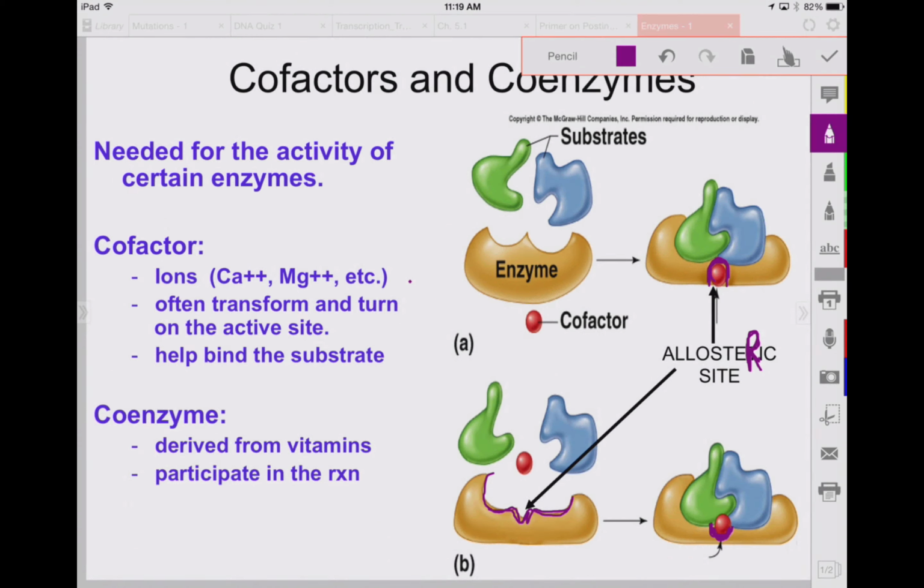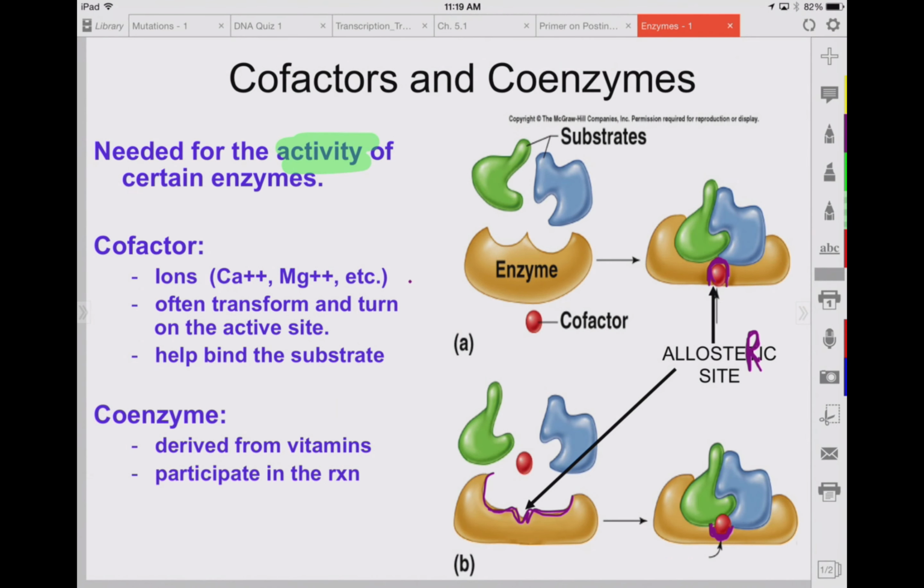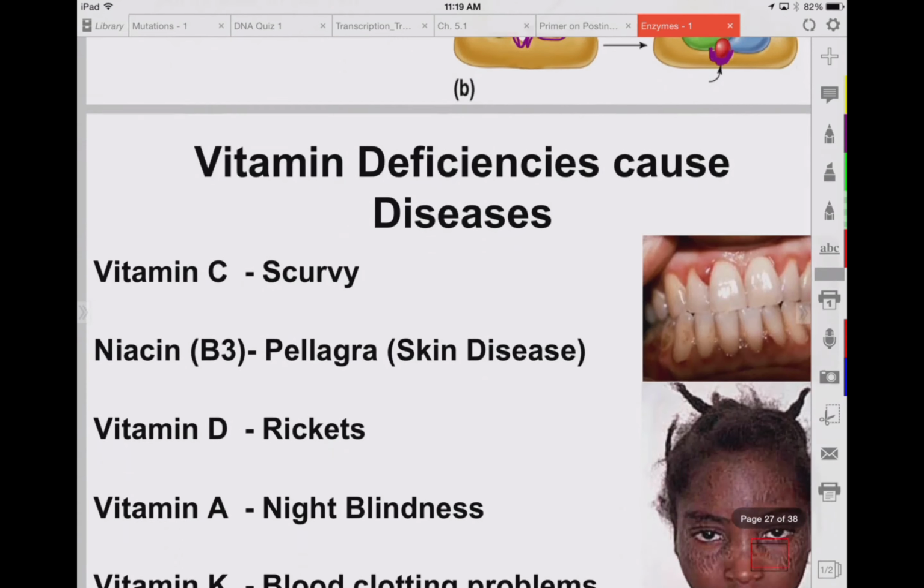Just think of the cofactor or the coenzyme as an activator. That's really what it's about. Activating the enzyme, getting it to take the proper shape. You could see why not getting proper nutrition, not getting proper vitamins, can lead to disorders in this regard. And here they are.